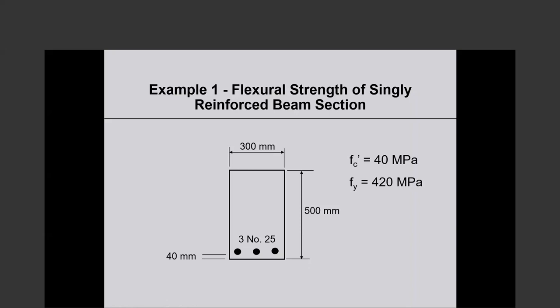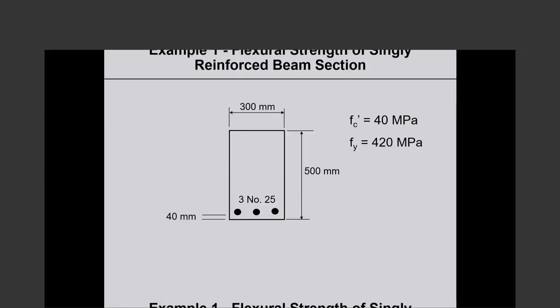So 300 by 500 millimeter section, 3 25 millimeter bars as tension reinforcement. The clear cover is 40 millimeters. That's an inch and a half. F sub C prime is 40 MPa. That's pretty good strength. 40 is almost 6,000, 5,500, something like that. F sub Y is the grade 60, as we call it, 420 MPa. Okay, so the section is given, the material strengths are given.